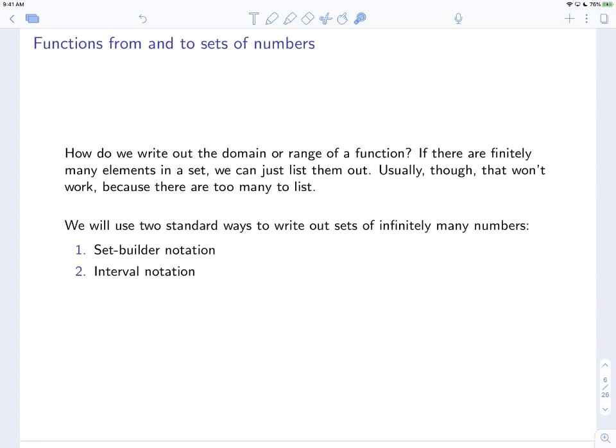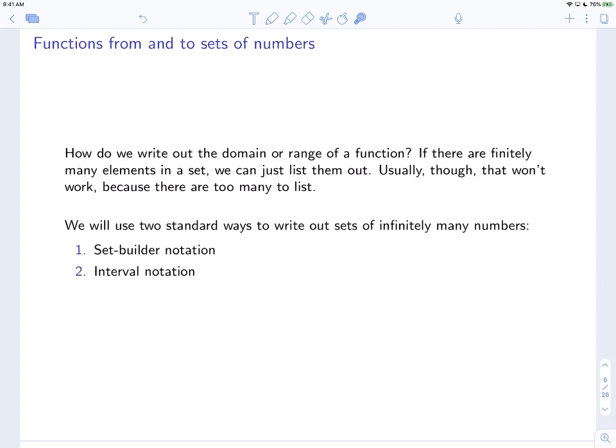For the most part, we're interested in functions from and to sets of numbers. So how do we write out the domain or range of such a function? If there are finitely many elements in a set, you just list them out. Just write them down. Usually, though, that won't work for the functions that we're interested in because there are just too many elements to list.